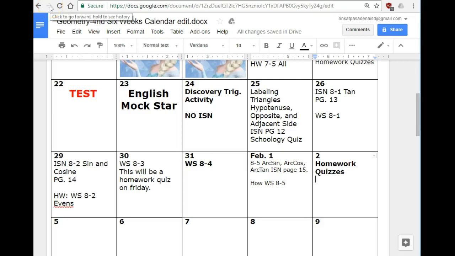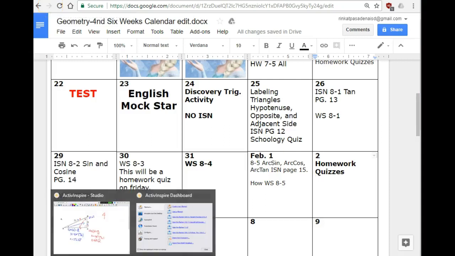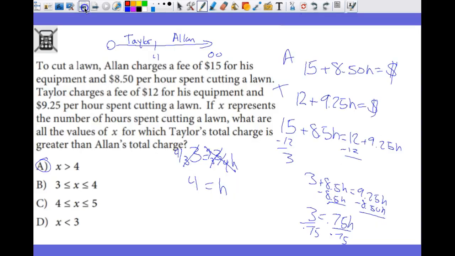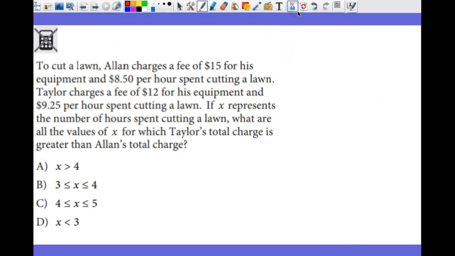Alright, we are going to start with our PSAT practice. I actually really like this question. This question is pretty cool, and I think it has a lot of real-world applications that you can model off of this.